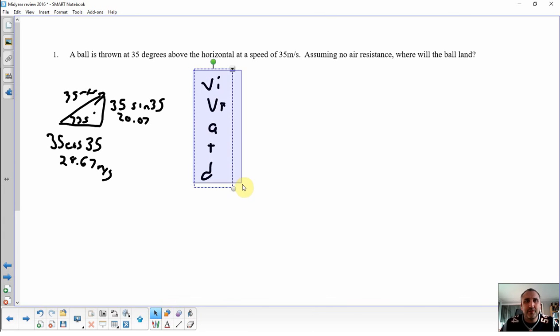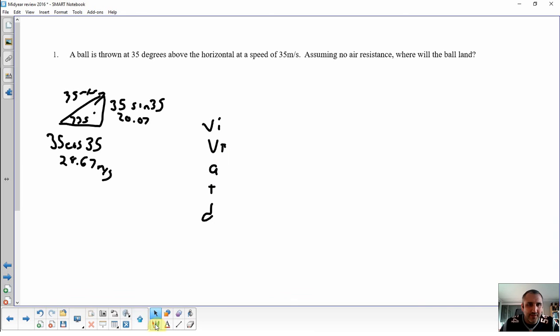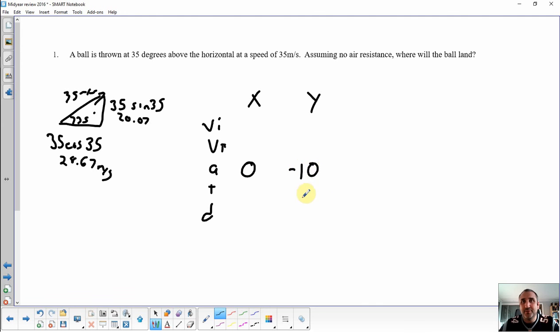We are no longer dealing with one dimension. We are dealing with two. One of those dimensions is the x, and one of those is the y. And we have to remember a couple of things here. In the x dimension, there's no acceleration. Remember that true-false question we had a while ago? And in the y dimension of a projectile, we are dealing with negative 10 meters per second squared for acceleration.